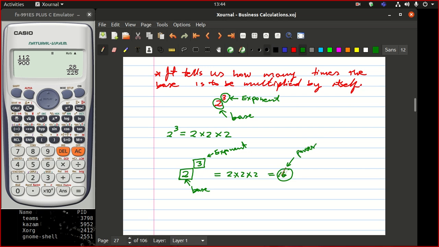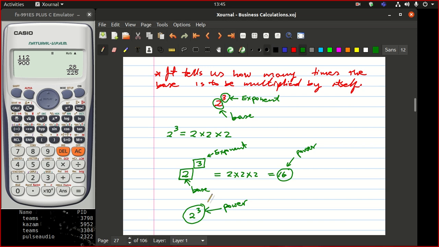So 8 is the power, right? And also, if you look at 2 and 3 as a whole, 2 raised to exponent 3 is 8, so this one also we call a power. I hope you can see the difference: the exponent is only that 3 there, the base is only that 2 there, and the power is this whole expression, or just the result there. So this is the power, and also that whole thing is a power.